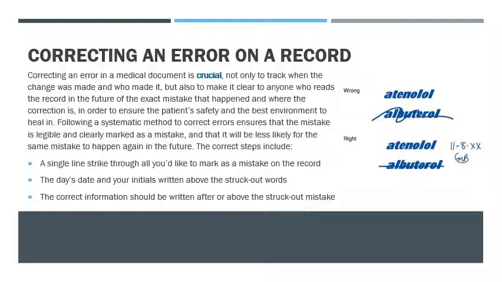The correct steps include a single line strike through all you'd like to mark as a mistake on the record, the day's date and your initials written above the struck out words, and the correct information should be written after or above the struck out mistake.